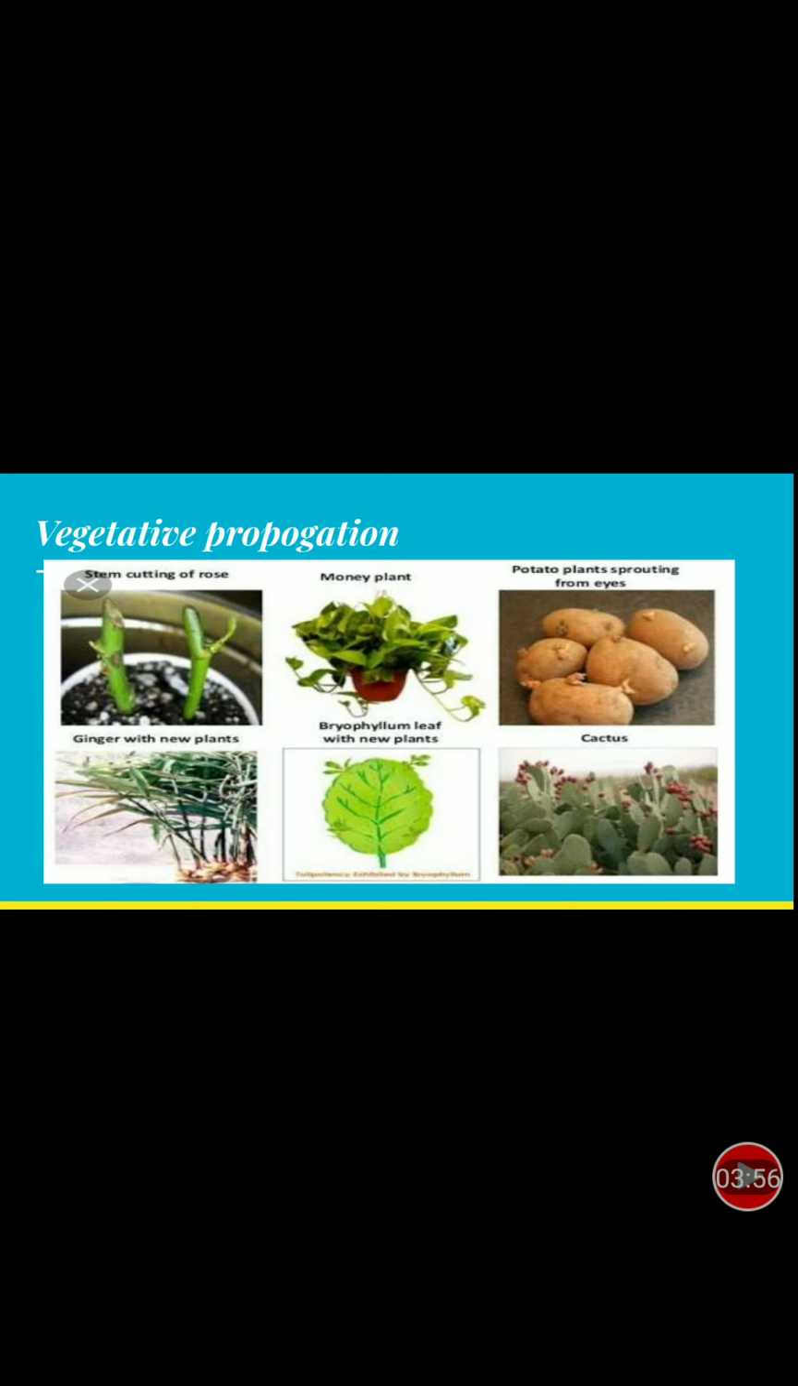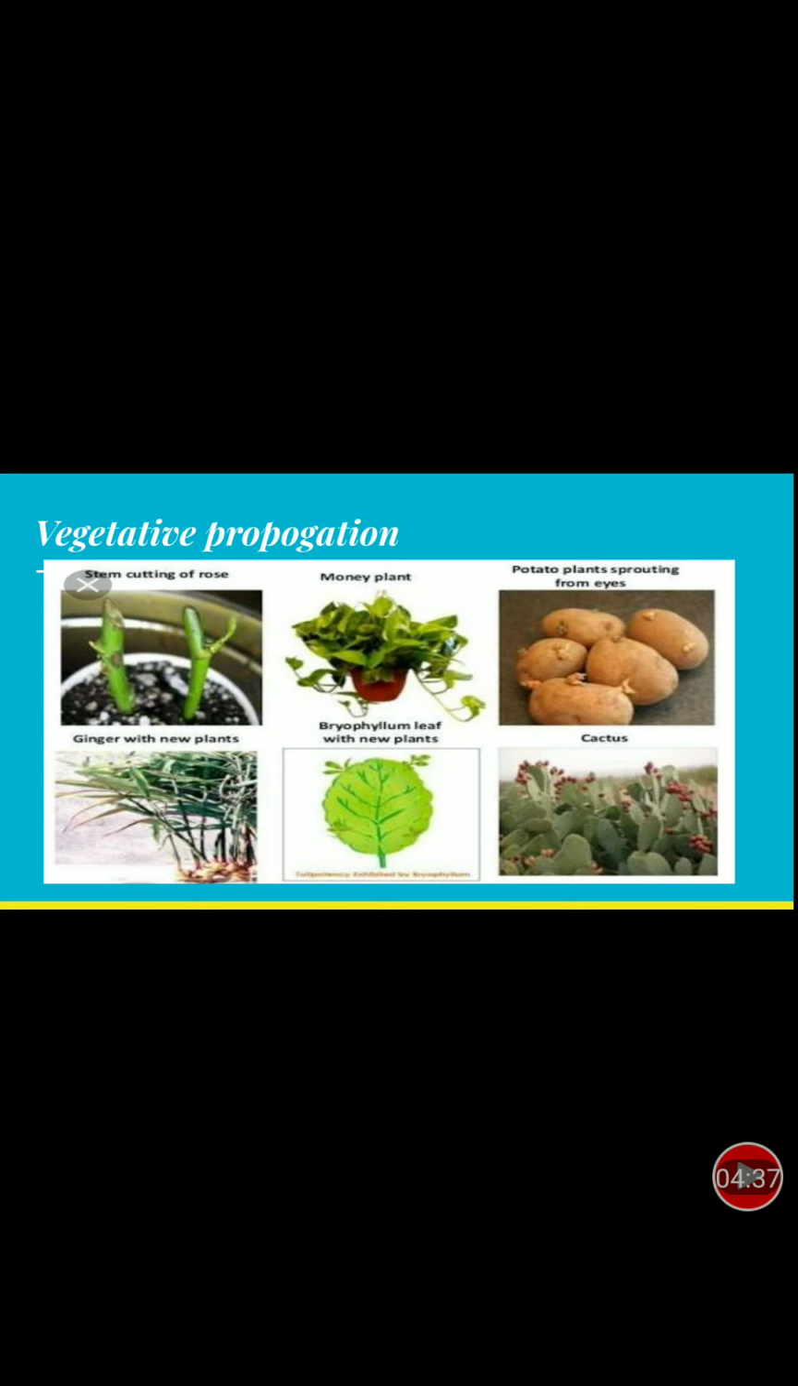Flower is produced because of sexual reproduction. Today, you are going to study about asexual reproduction, A-S-E-X-U-A-L, asexual. Reproduction, R-E-P-R-O-D-U-C-T-I-O-N. So, what is asexual reproduction? In asexual reproduction, plants can give rise to new plants without seeds. Whereas in sexual reproduction, new plants are obtained from seeds.